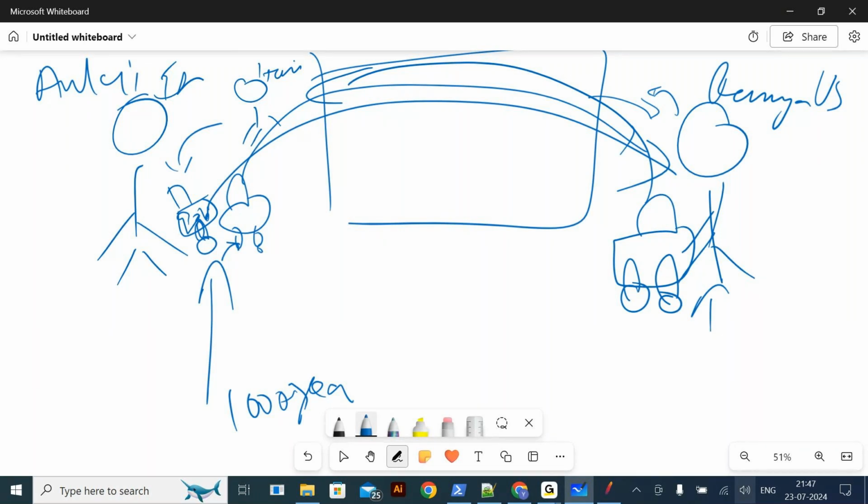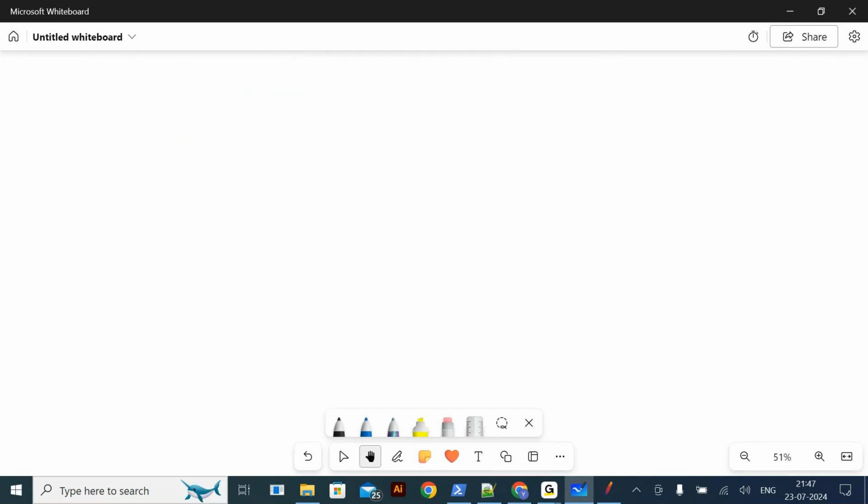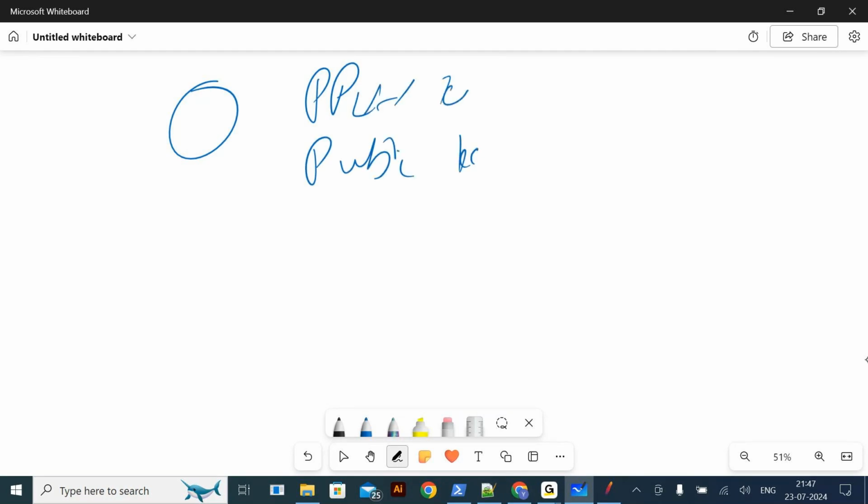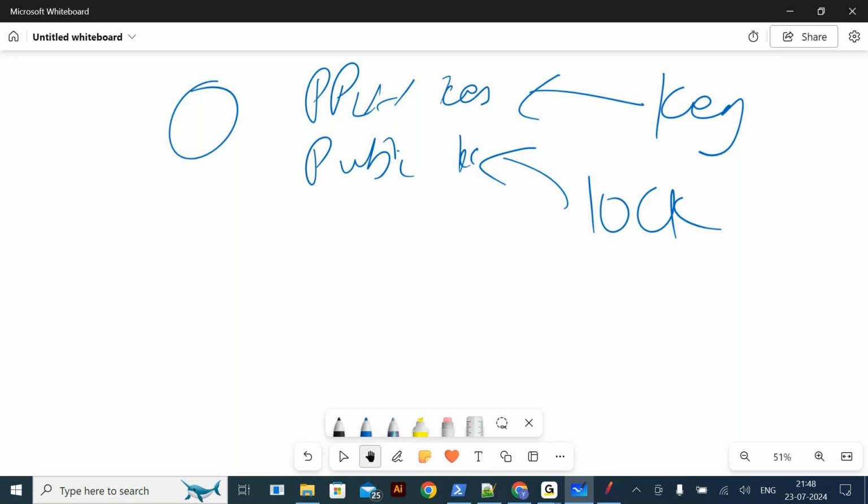It is very simple. What we saw, we can apply to any encryption technology. So we have two keys called the private key and the public key. Public key you can consider as the lock. Private key you can consider as the key in our example. Okay, what will happen now?